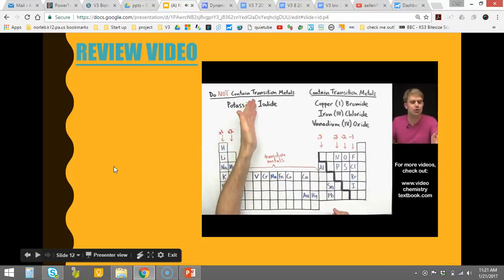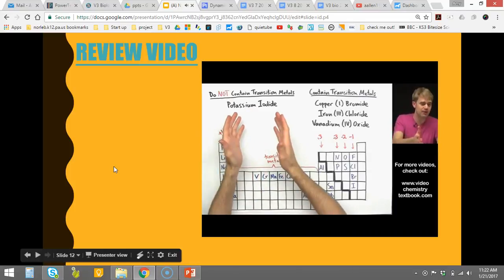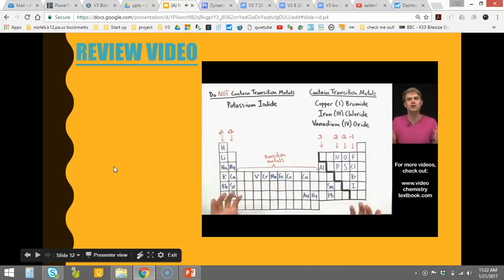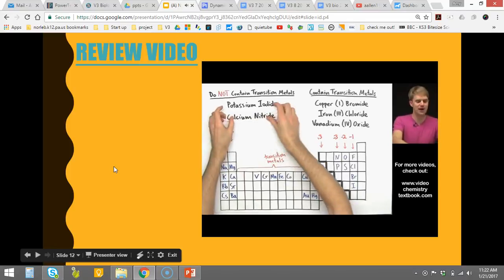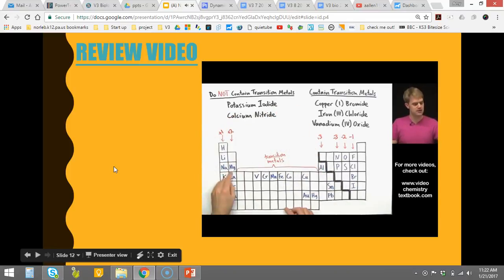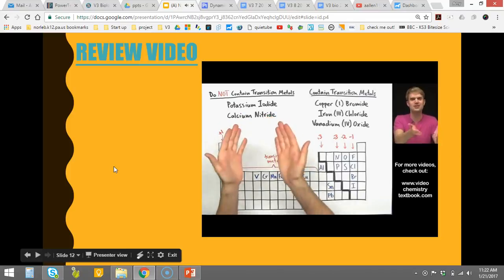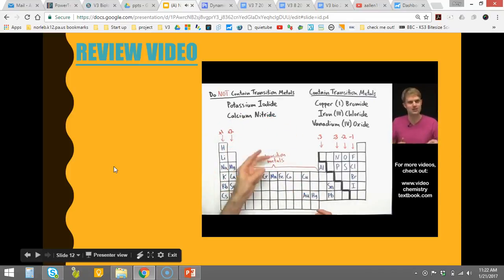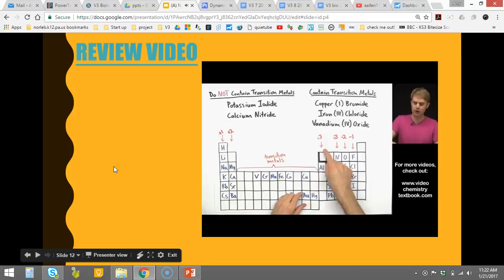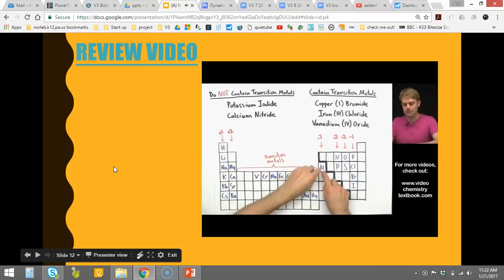So we don't need to put a Roman numeral in there to specify that it's 1+, because that's the only choice that it could be. Calcium nitride over here, calcium is in this 2+ column, and it can only make an ion with a 2+ charge in an ionic compound. So again, we don't need a Roman numeral to say that, because there's only one choice, and that's 2+. Now aluminum over here can only make a 3+ ion, so you don't need to use Roman numerals with aluminum either.